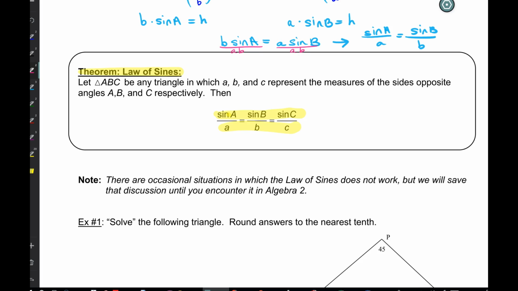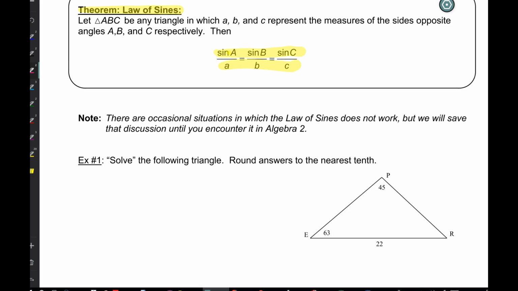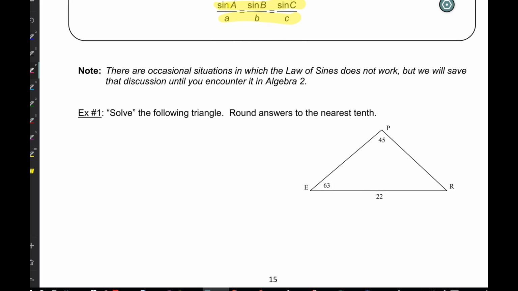You just need to remember the sine of a certain angle over the side opposite it equals the sine of any other angle over its corresponding opposite side. Okay, all you need are two. There are some occasional situations where law of sines does not work, but you'll learn more about that in Algebra 2. I'll only give you ones that are going to work.